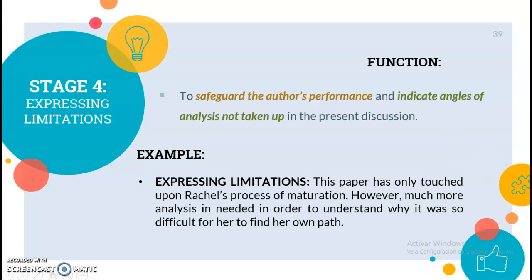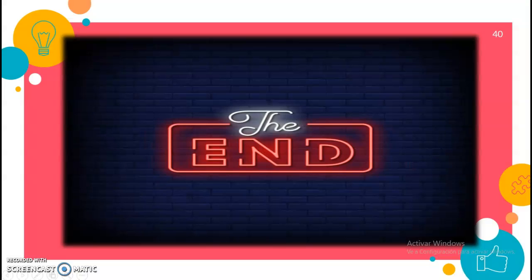Okay, so with all this information, we have reached the end. I hope this has been useful for you, and please read the material on expository essay writing carefully.